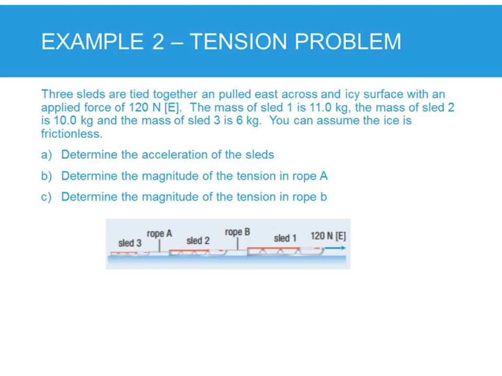And we're given all of our masses. So, and we're just going to change this so that it's 6.0 kilograms. Okay, just so when we're doing our sig figs, we're rounding to 2 sig figs as opposed to just 1. So in part A, it's asking us to determine the acceleration of the sleds. So all of the sleds, regardless of their masses, are accelerating forward at the same rate.